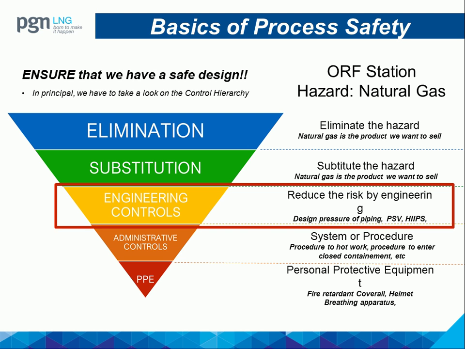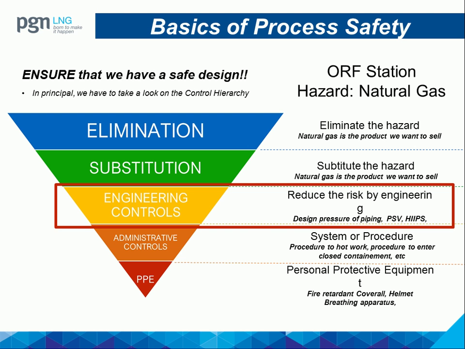So, how to prevent this kind of incident or process safety incident? From the beginning, we need to ensure that we have a safe design. Basically, on the engineering part, or how to achieve a safe design, we have a control hierarchy. I would like to give you some example of a control hierarchy based on an onshore receiving facility station, which basically receives gas from our FSRU in PG and LNG.